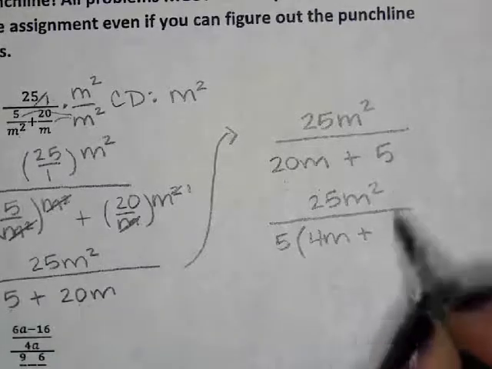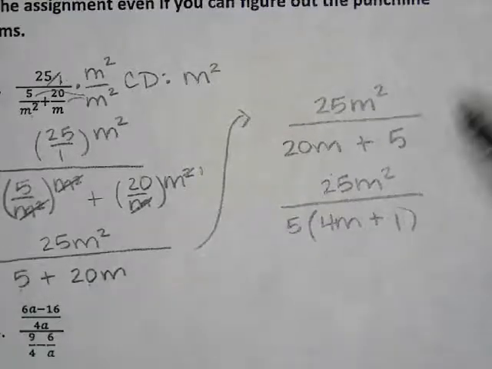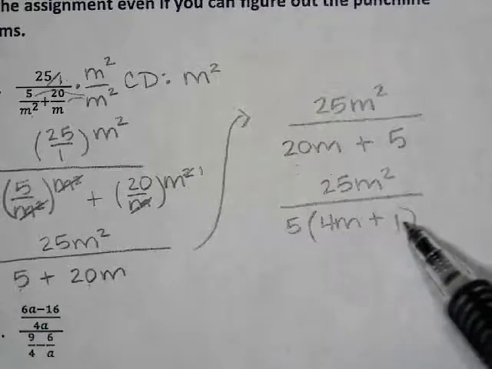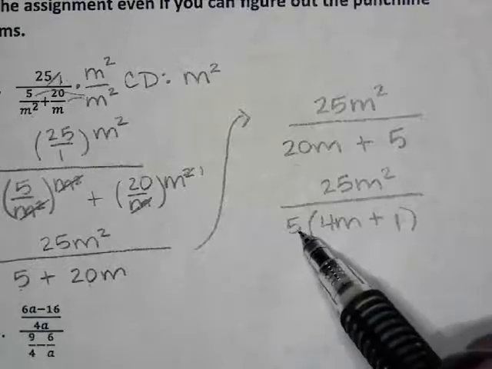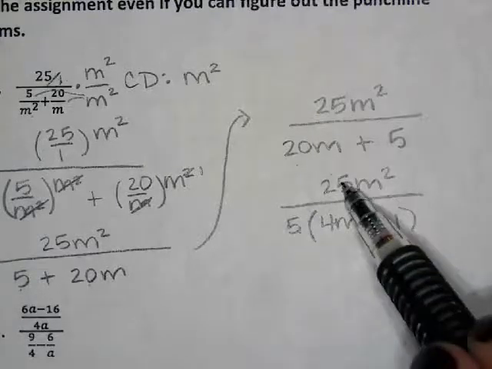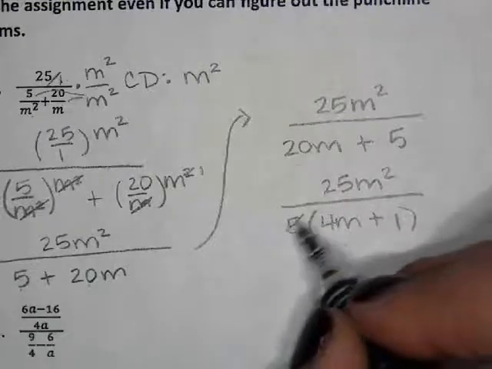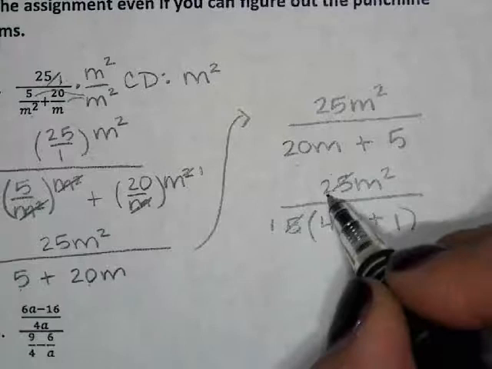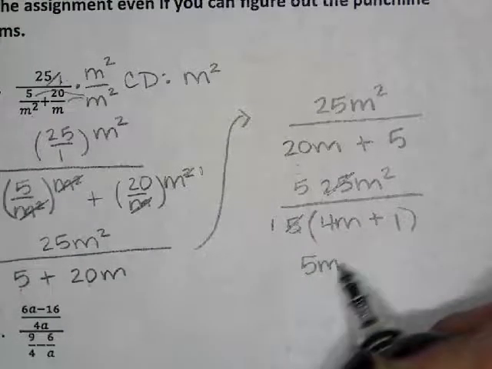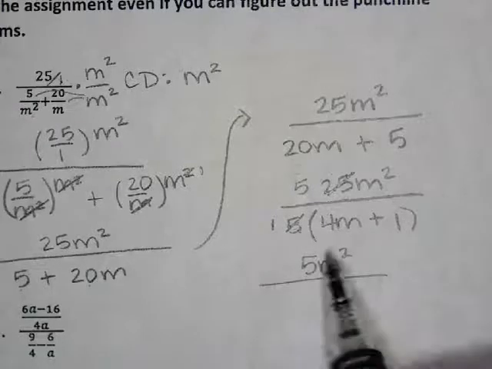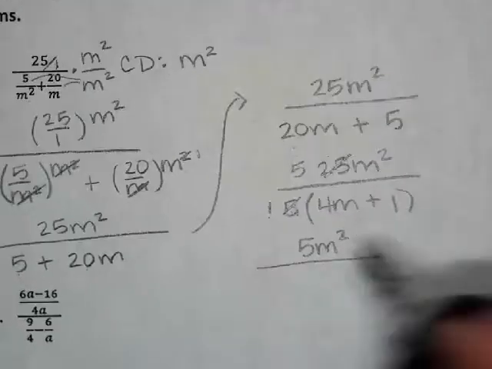Okay. And then what happened? So we can't touch the parentheses because that's only on the bottom. But what about the 5? The 5 and the 25 can reduce. Yeah, okay. So 5 divided by 5 is 1. 25 divided by 5 is 5. So 5m squared over. We don't need to write the 1 because most people don't put that. We can just put 4m plus 1.